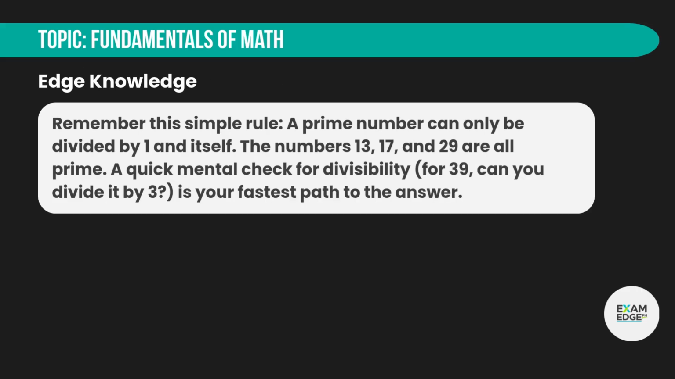Edge knowledge. Remember this simple rule. A prime number can only be divided by 1 and itself. The numbers 13, 17, and 29 are all prime. A quick mental check for divisibility: for 39, can you divide it by 3? That is your fastest path to the answer.